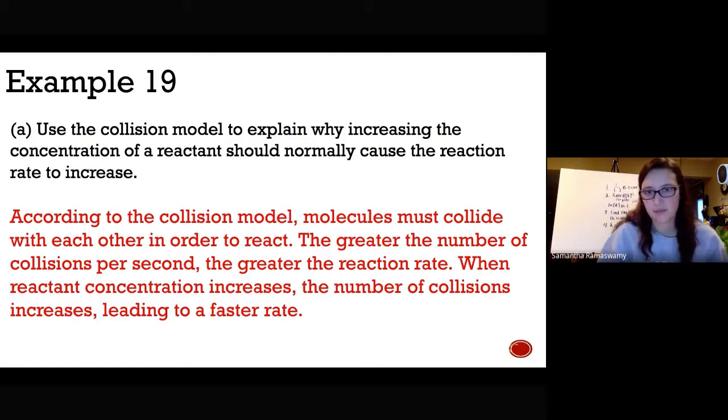a faster rate. You didn't necessarily have to say according to the collision model, but College Board does like it when you talk about how you're justifying. So since you're using the collision model, give a quick, according to the collision model, here's what must happen. But the biggest thing, remember that this is concentration of a reactant. Product concentration does not affect the reaction rate. You can calculate rate using product concentration, but the concentration of the products does not affect how fast the reaction occurs because you're thinking about reactant molecules colliding to form products.